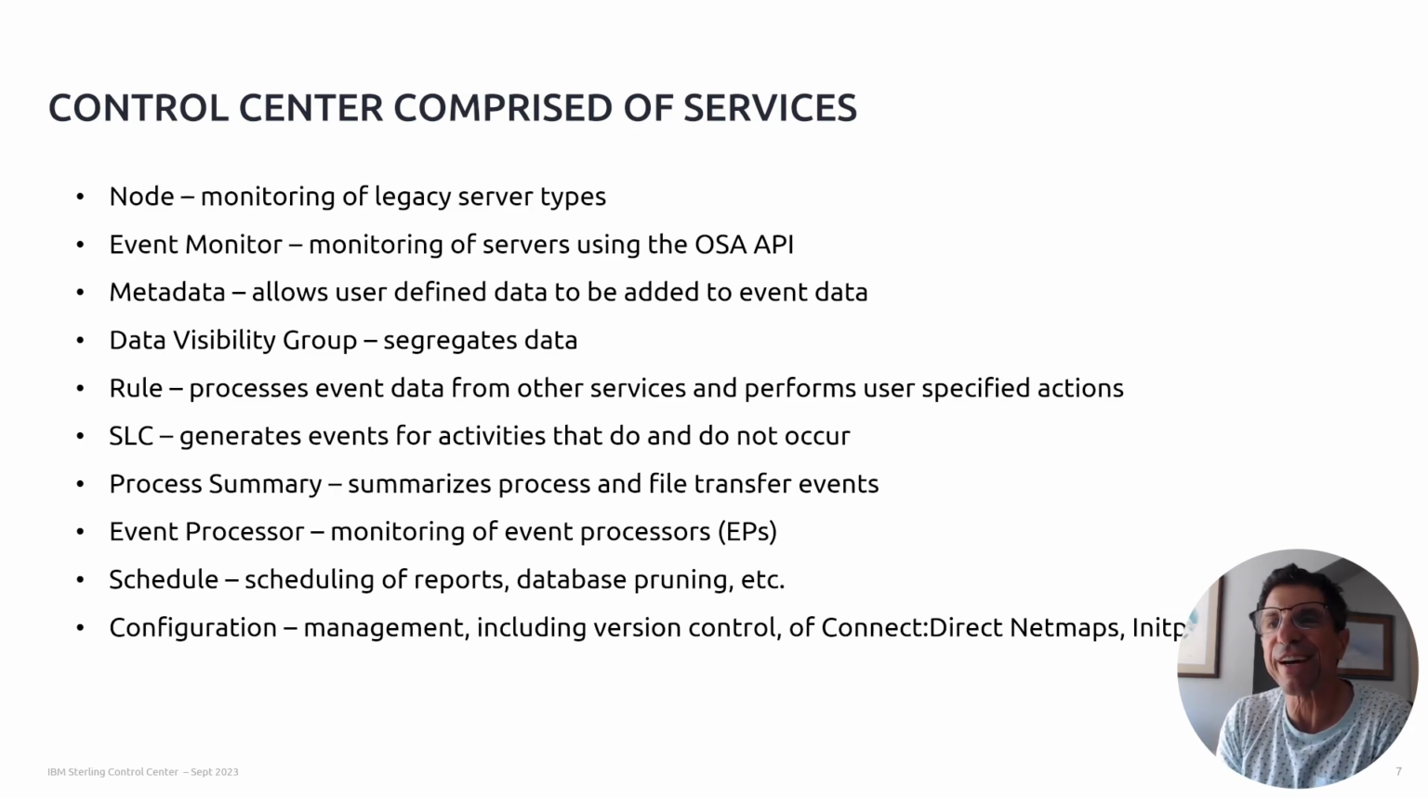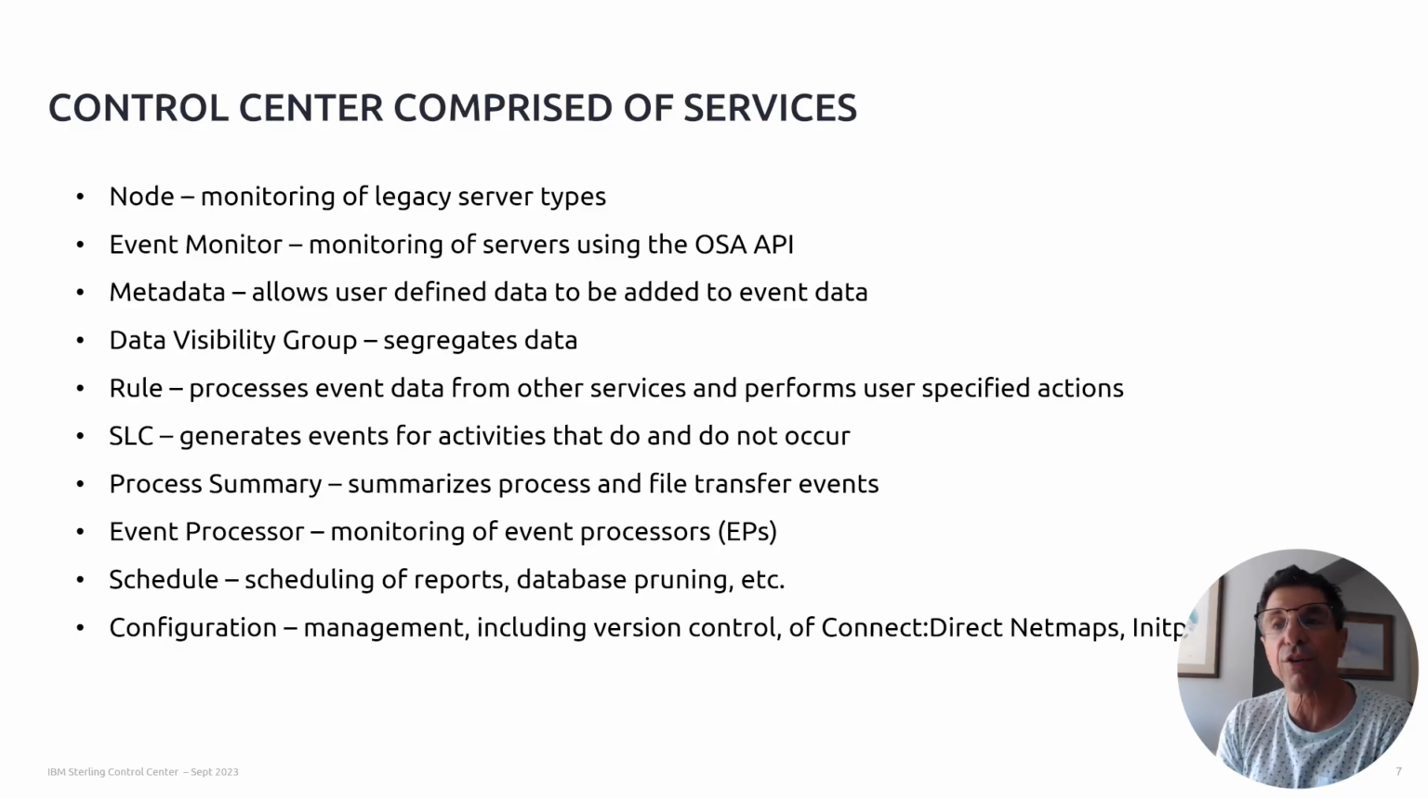I don't have this written down, so I'm just going by memory. The process summary service is used to summarize the events associated with a process, and if those processes do file transfers, they're summarized also. The thinking being that instead of saving all the detailed events associated with each process, which include the transfers, you can just retain the summarized version of that data and have less to retain over time.